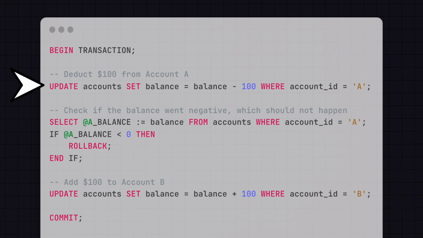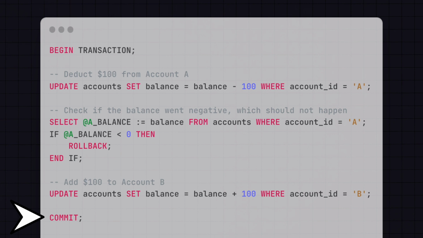Then we deduct $100 from account A. And next we check if the account has sufficient funds. If the account doesn't have enough money, the transaction is rolled back using rollback transaction, cancelling all changes. Otherwise, if account A has enough money, then the $100 is added to account B. And in case both updates are successful, only then we commit the transaction, which is executed to permanently apply the changes made during the transaction to the database.